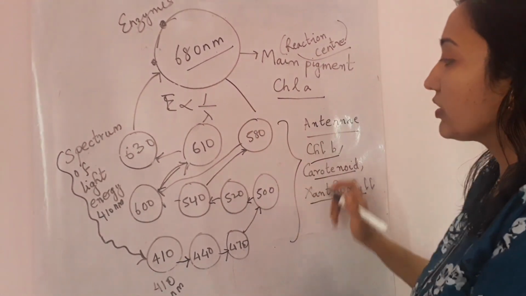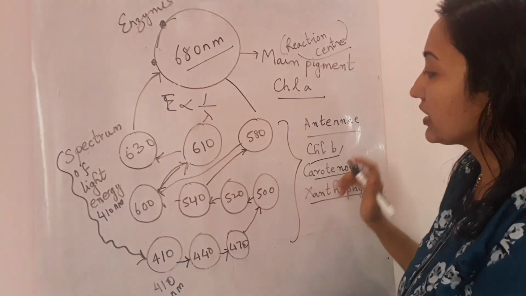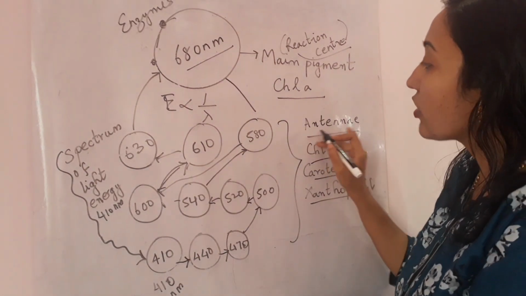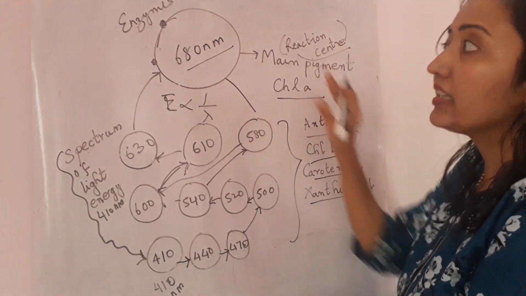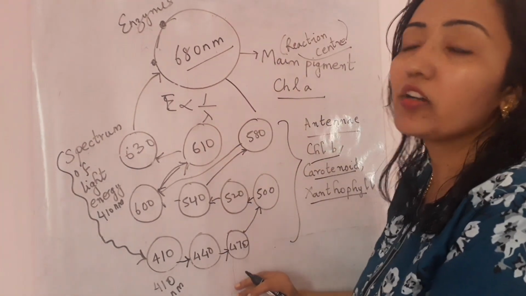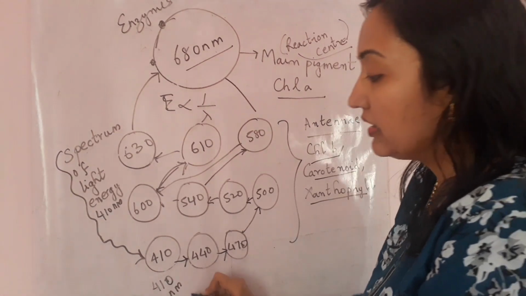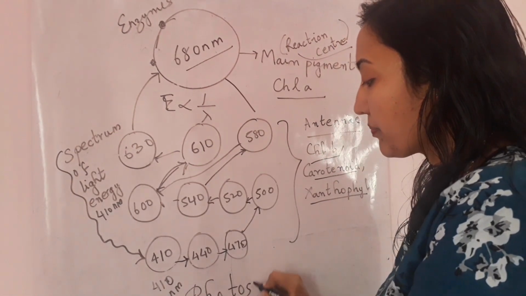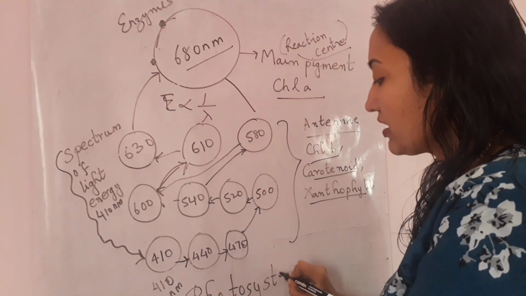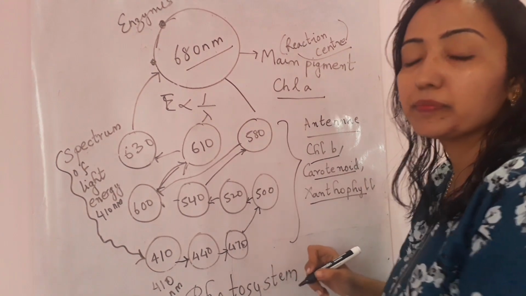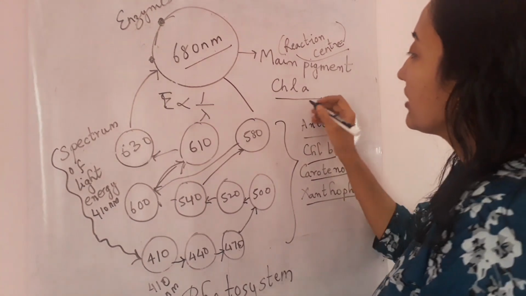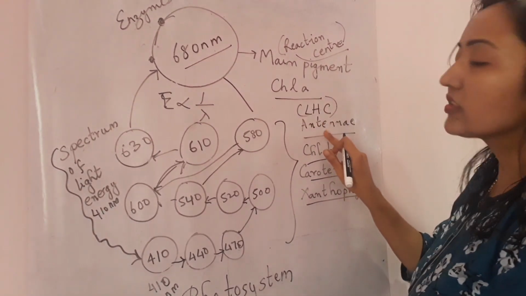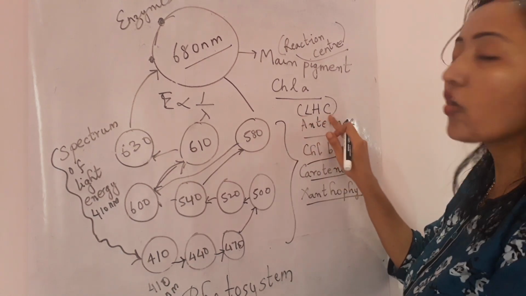Now all these pigments together, consisting of chlorophyll B, carotenoid and xanthophyll, are called the antenna. And this complete system is called the photosystem. This antenna is otherwise called LHC. LHC is known as light harvesting complex.